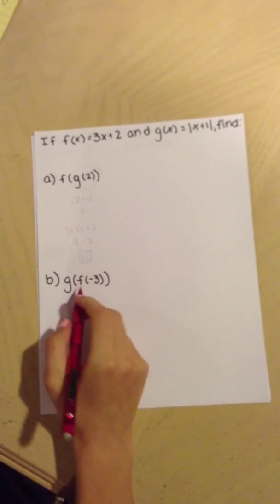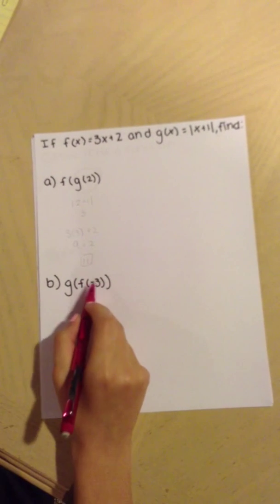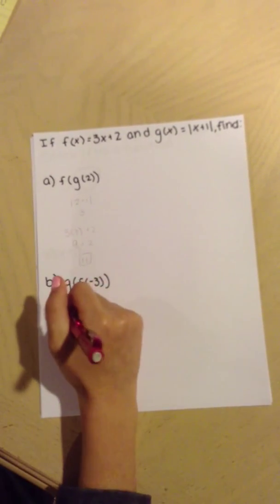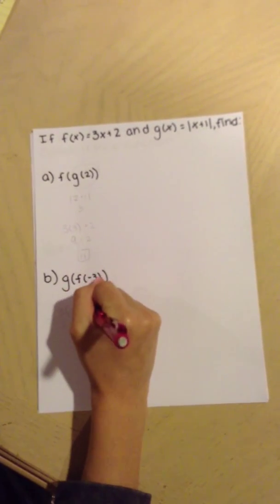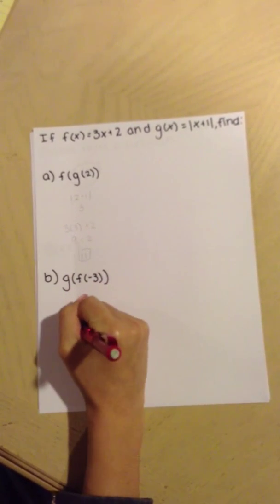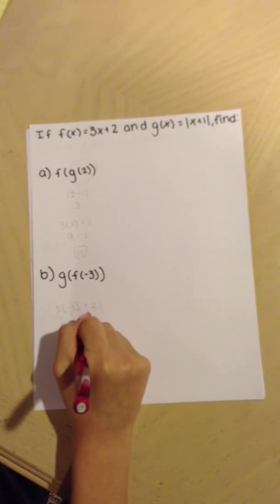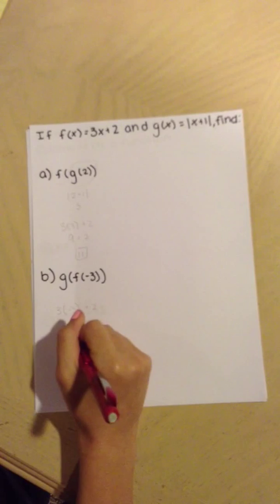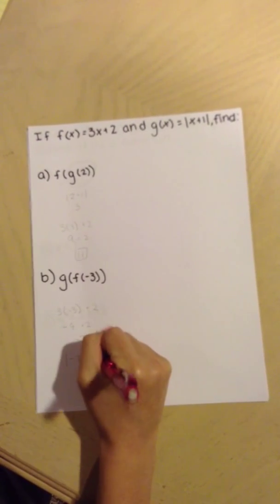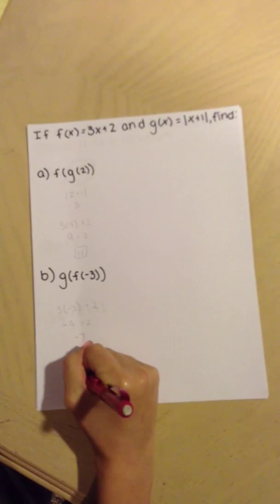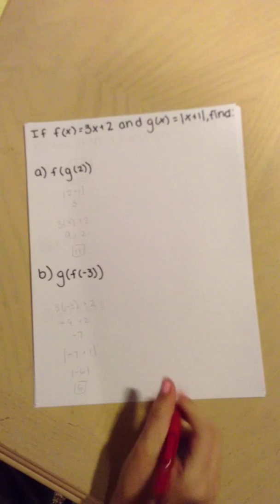Now this one's just going to be the opposite. First you're going to do the f of negative 3, then you're going to get that answer and plug that into g. So f of negative 3 is 3 times negative 3 plus 2, so that would be negative 9 plus 2, which is negative 7. And then negative 7 into g is negative 7 plus 1, which is negative 6, and the absolute value of negative 6 is 6. So that's going to be your answer.